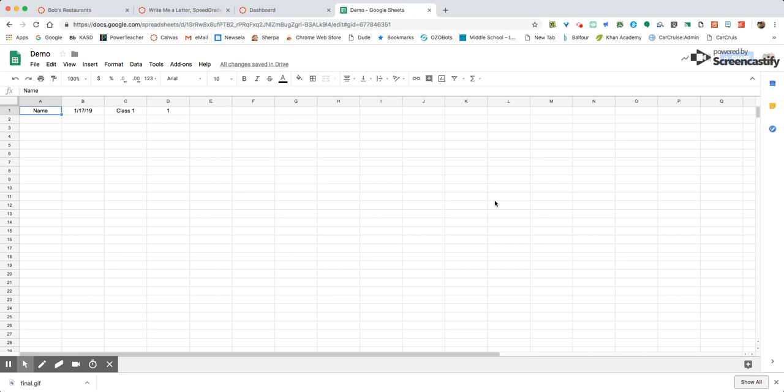Hello. Today we're going to look at copying cells. So we look at my spreadsheet. I have cell A1 selected. You can see that by the blue going around the cell.